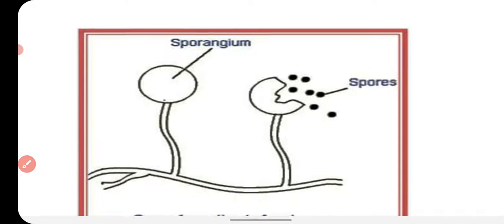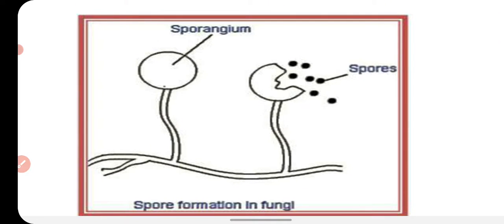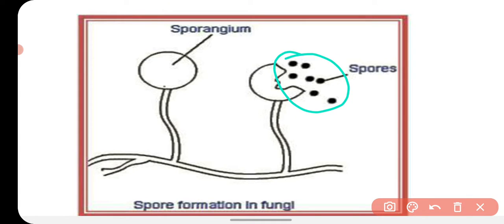The next method is spore formation, and they make a sporangium in which lots of circular, spherical spores are found. When these spores get favorable conditions, they grow into a new fungus.